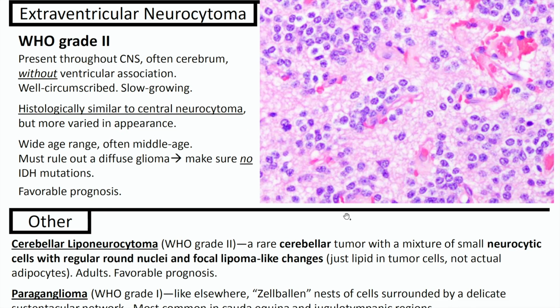And just in the other category real quick before we move on, we have cerebellar liponeurocytoma, which is WHO grade 2, and this is a rare cerebellar tumor with a mixture of small neurocytic cells with regular round nuclei and focal lipoma-like changes. Adults, typically with a favorable prognosis. And we also have paraganglioma, WHO grade 1, so this is like elsewhere in the body, has a Zellballen nest of cells appearance, surrounded by a delicate sustentacular network, and it's most common in the cauda equina and jugulotympanic regions.